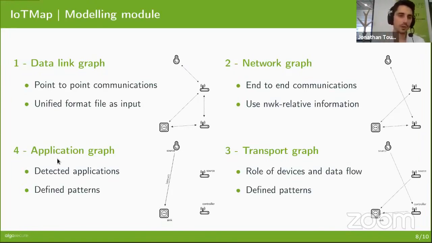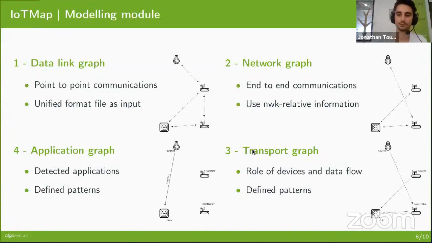Finally, we have the application graph, the last graph of the modeling. This application graph represents an application that IoTMap is able to detect. We define different patterns where one pattern represents one application that IoTMap is able to detect. And on the picture on the right of the text, we can see that finally the lights interact with the outlet in this case, according to our patterns.